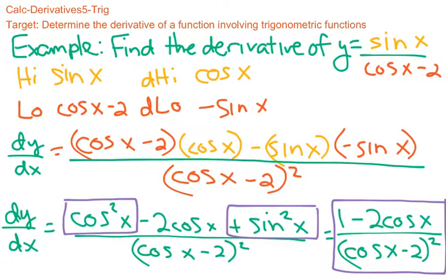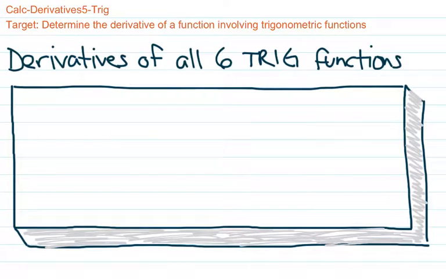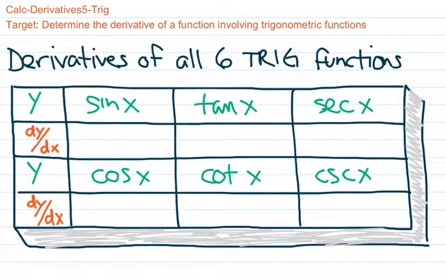Let's set the table now. Let's switch gears a little bit and create a table for all of the 6 trig functions and their derivatives. So I want you to jot this table down, and on the top row, we're going to set up just the actual functions. So I'll give you a moment to create this table.